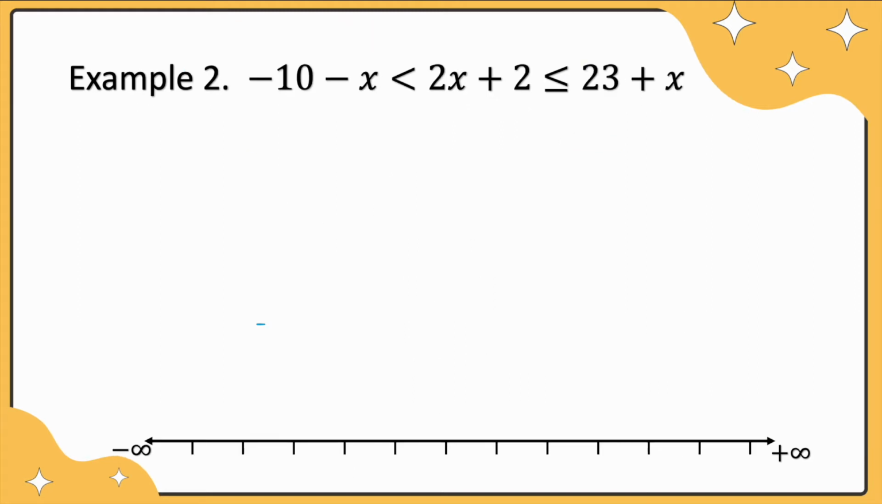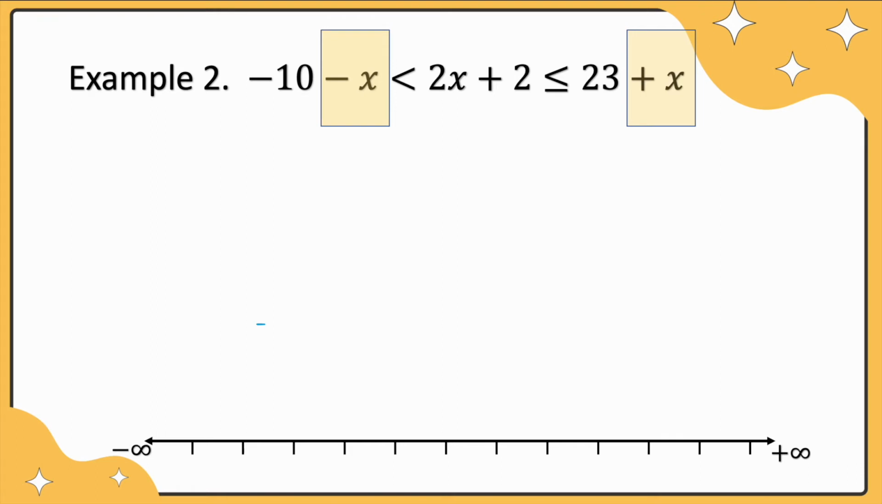Now, let's look at our second example. In this one, we don't have the same case as in example 1. Here, the x terms on the left side and on the right side are different.